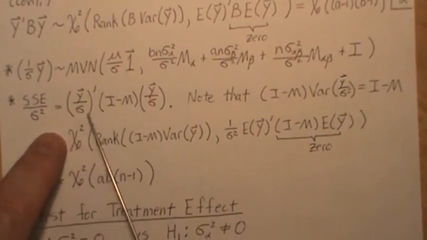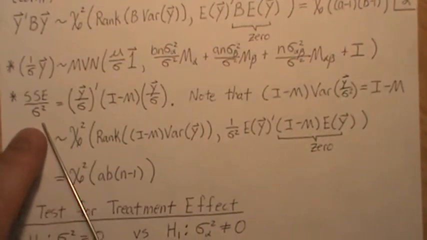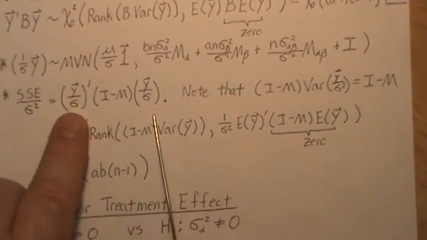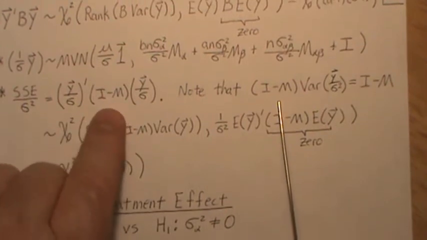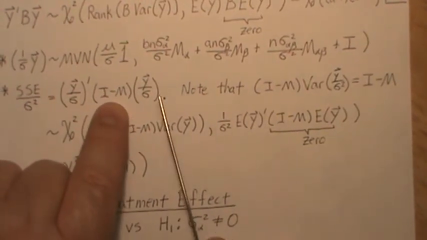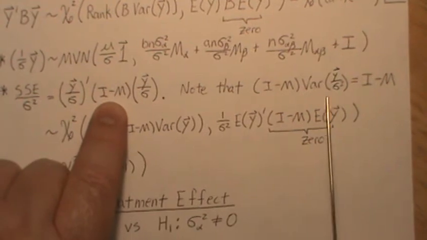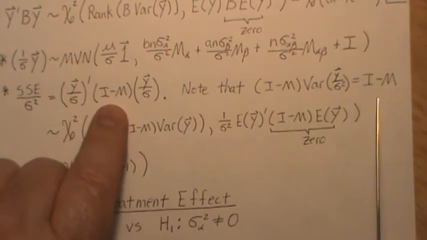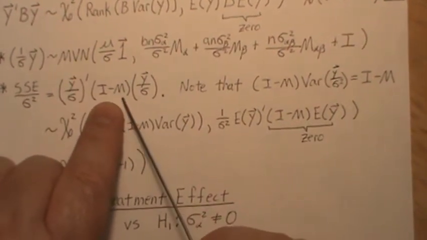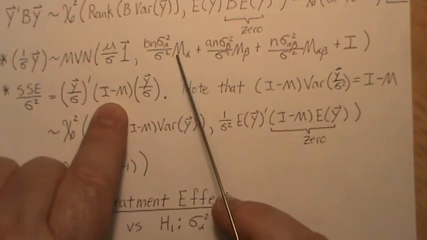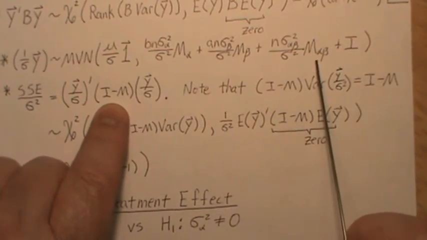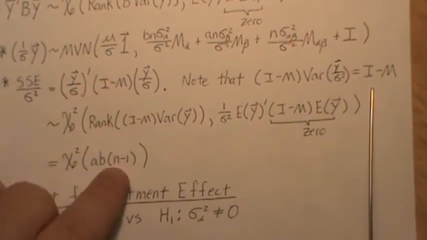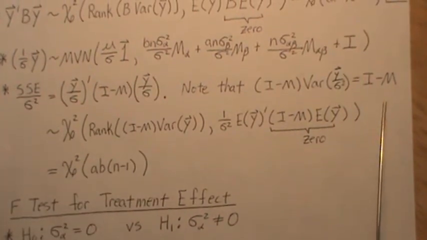Okay. So then the sums of squares divided by sigma, which is this, if you take that sigma and split it under these. Now note that we need to look at this matrix times the variance of this. So this matrix times the variance of that. That's I minus M, because this projects orthogonally onto the whole column space of X. And each one of these are part of the column space of X, so it's zero. But then that times the I, you get I minus M back. But that's a perpendicular projection matrix, which is idempotent.